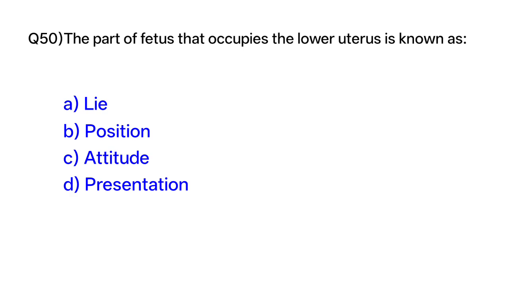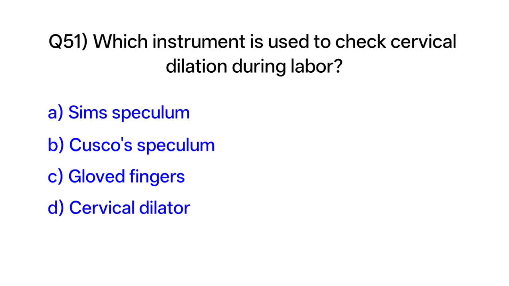Question number 50. The part of the fetus that occupies the lower uterus is known as. The correct option is D, presentation. Question number 51. Which instrument is used to check cervical dilation during labor? The correct option is C, gloved fingers.